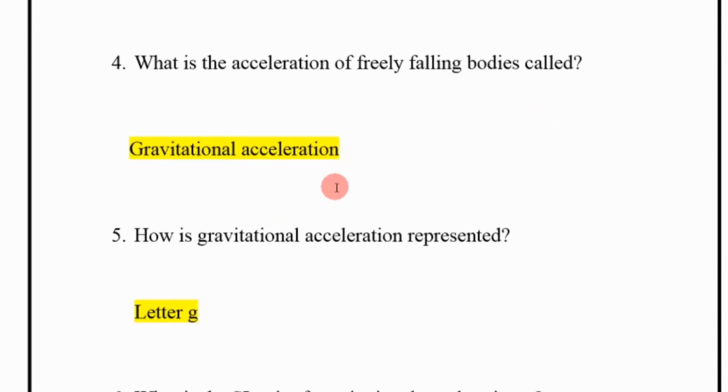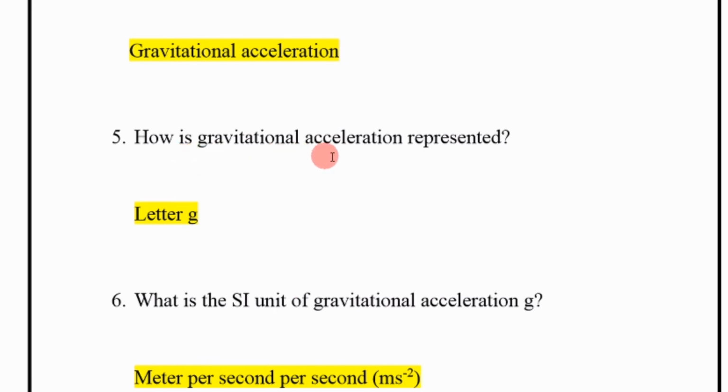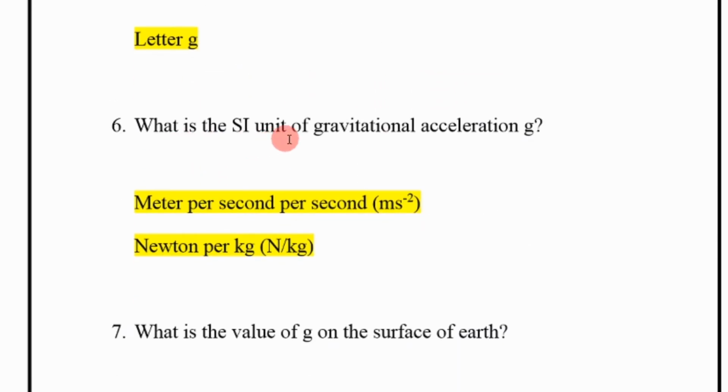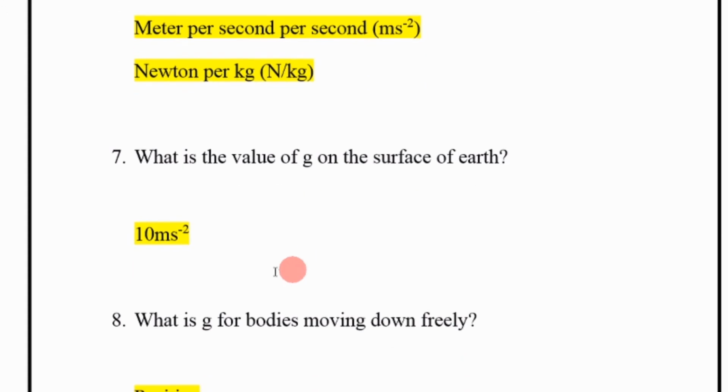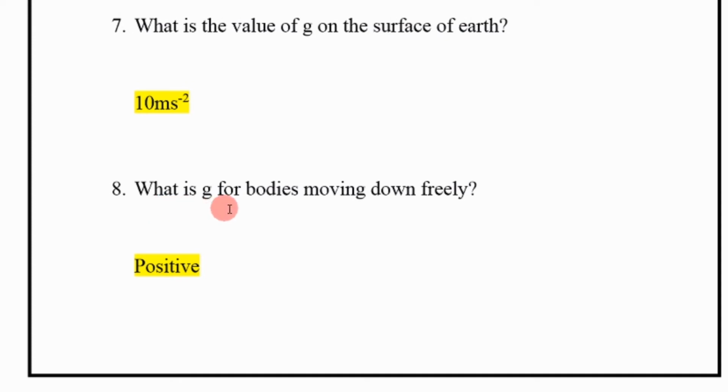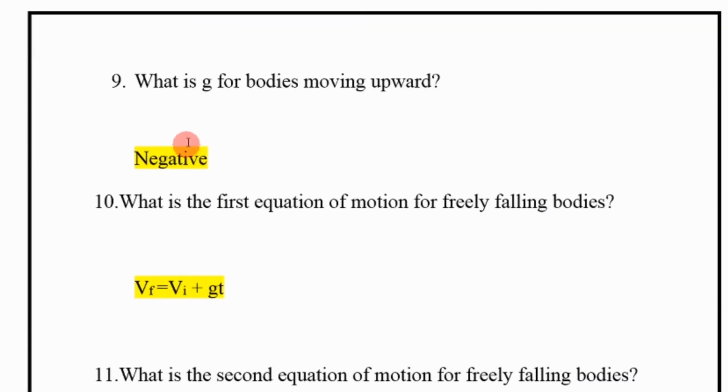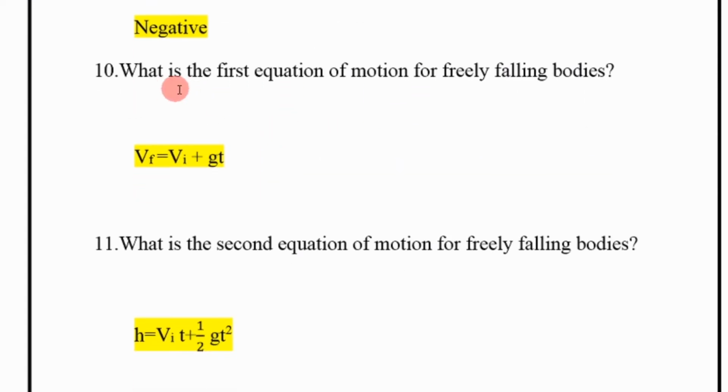Gravitational acceleration. Next, how is gravitational acceleration represented? Letter G. Next, what is the SI unit of gravitational acceleration G? Meter per second square or Newton per kg. Next, what is the value of G on the surface of Earth? 10 meter per second square. Next, what is G for bodies moving down freely? Positive. Next, what is G for bodies moving upward? Negative. Next, what is the first equation of motion for freely falling bodies?